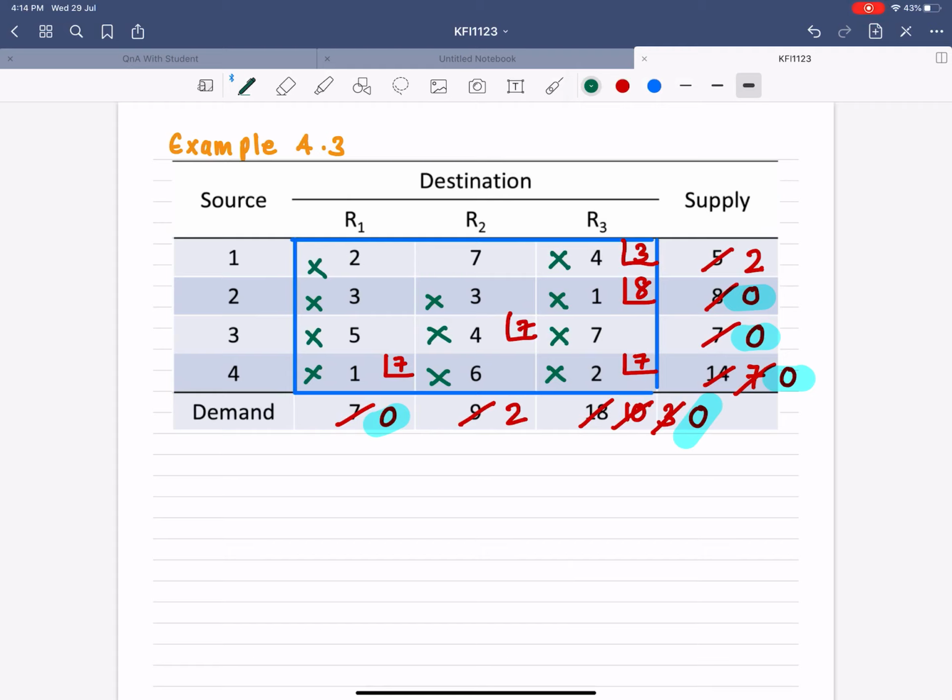If you see here, we still have values for the supply and the demand. We should have 0, 0 here. So we will allocate 2 in the final column. 2 minus 2 is 0. 2 minus 2 is 0. Now everything is 0 for the supply values and the demand values.